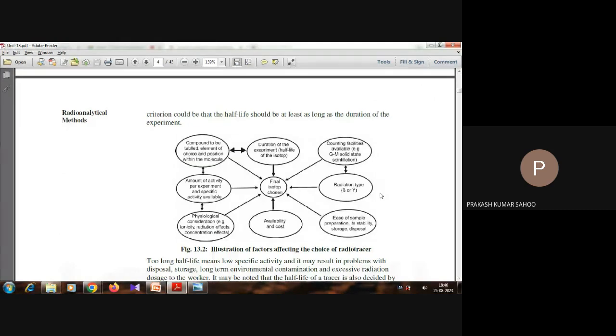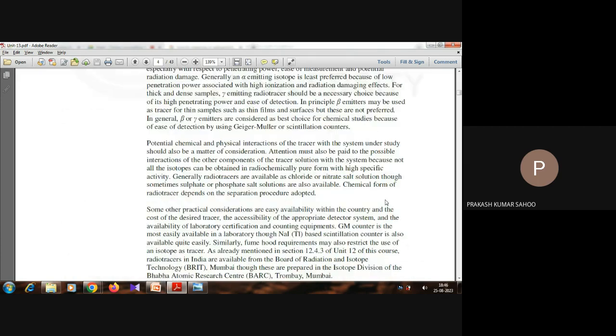Okay. So tonicity is related to osmotic pressure, that is radiation effect and concentration. Then we have availability and cost of the radio tracer. This is very important. And counting facility available, GM, the Geiger-Muller counter, solid state scintillation, radiation type beta or gamma, ease of sample preparation, and these are the different factors.